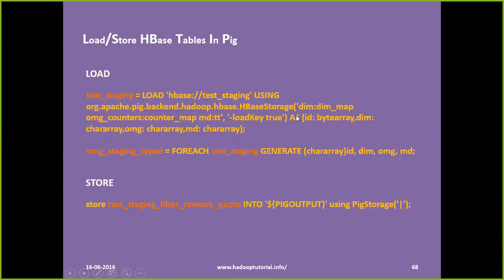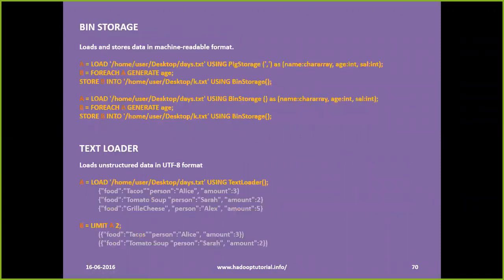And from that HBase storage, you specify the column families and column names that you should read, and how you want to name them inside your Pig. ID, dim, and so on are my column names, and their data types are chararrays. Here it is just for your reference. Come back to this once your HBase sessions are completed. Then you will be able to understand that.